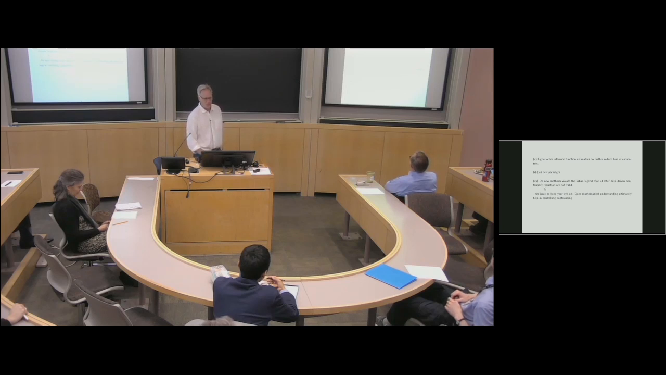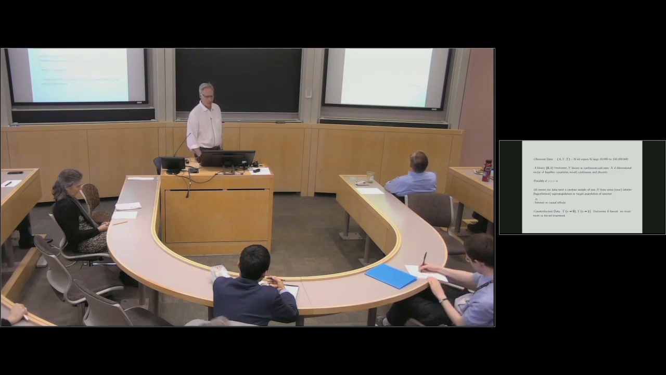Do the new methods violate the urban legend that confidence intervals after data-driven confounder reduction are not valid? And an issue to keep your eye on is, does mathematical understanding ultimately help in controlling confounding?